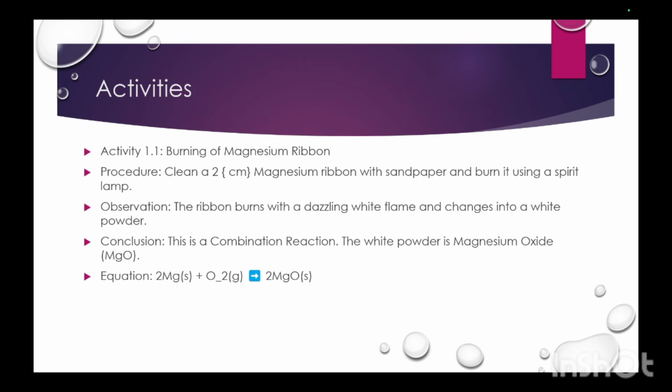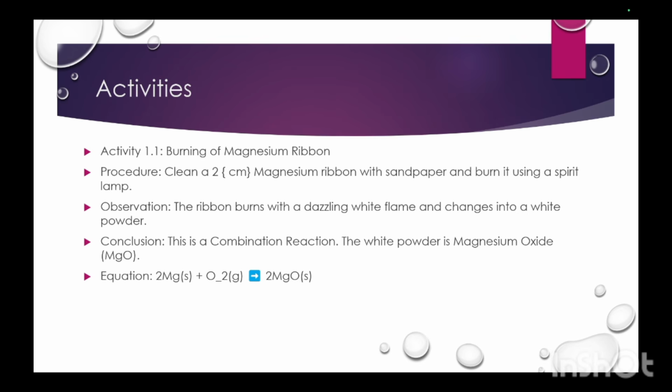The second question: why do we clean the 2 to 4 cm ribbon before igniting it? Because, as I have already explained in the earlier slide, when we leave the magnesium ribbon for a longer period, it gets oxidized because of the presence of oxygen and moisture in the air. When it gets oxidized, it is MgO, magnesium oxide. This magnesium oxide is reluctant to catch fire. It doesn't support burning. So we need to clean it properly. Thereafter, it will catch fire.